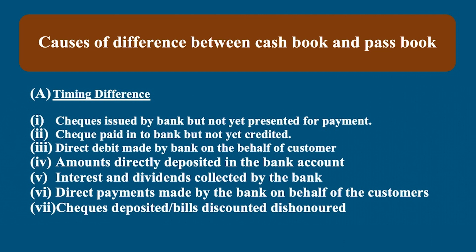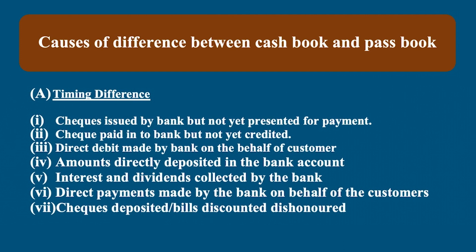Interest and dividend collected by the bank. When the bank collects interest and dividend on behalf of the customers, these are immediately credited to the customer's account, but the firm will know about these transactions and record the same in the cash book only when it receives a bank statement. Till then, the bank balances as per the cash book and passbook will differ.